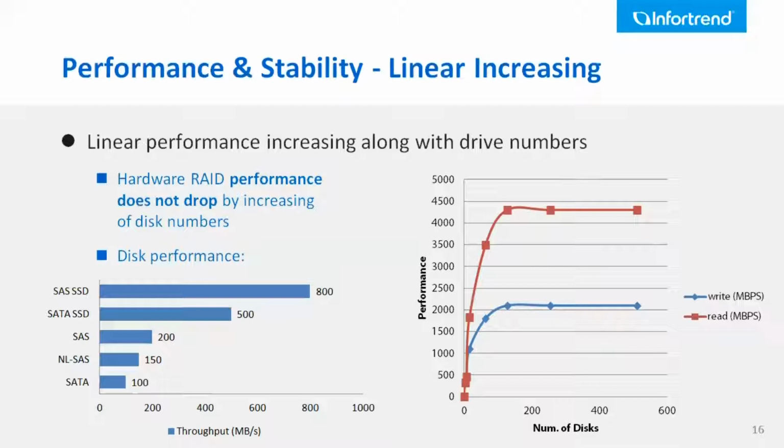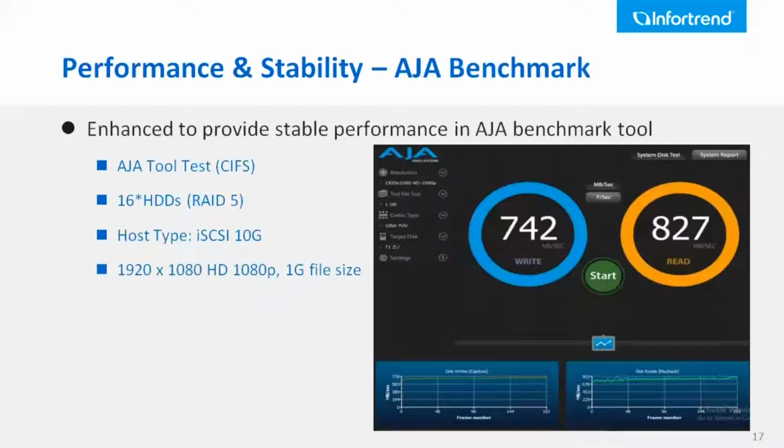Now, that's disks, and let's take a look at a real application test. This application is called AJA, which is a benchmark tool to test performance and stability in media entertainment application. We use Infortrend GSE Pro to test, and the test result shows that it has very stable performance without much drop or unstable peaks, as shown in the AJA screenshot. This test proves that Infortrend GSE Pro can also perform pretty well in media entertainment or video streaming application, which is able to satisfy users' need in performance and stability.